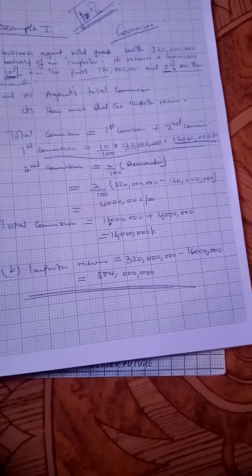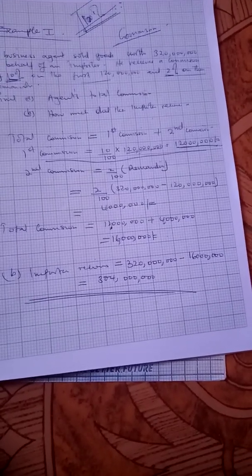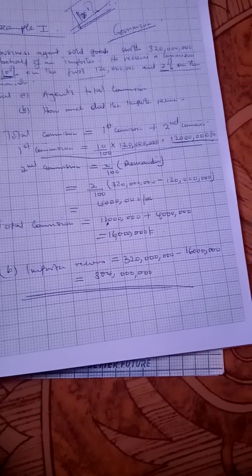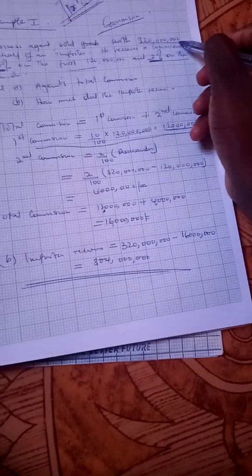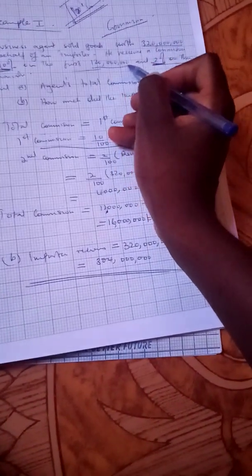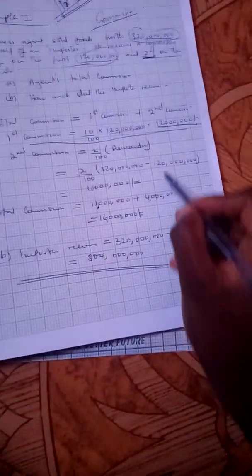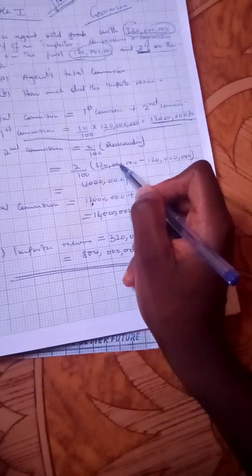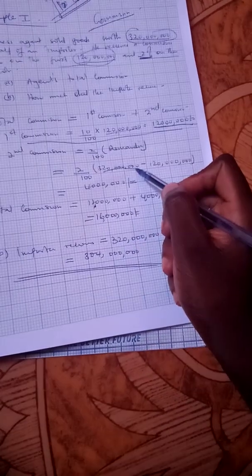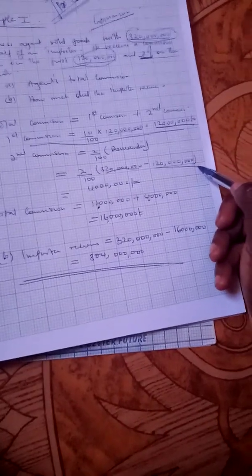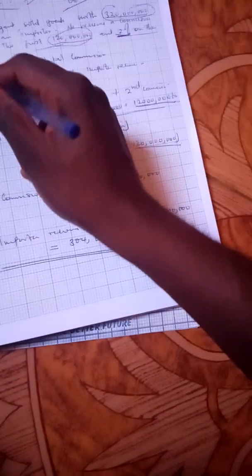Then they're saying that after selling the first, on the remainder he's going to earn 2%. So we need to find out what the remainder is. If the total goods were worth 320 million and the first is 120, what is the remainder? We get the remainder by subtracting this from this. So the remainder is 320 million minus 120 million, then times 2%, because he earns 2% of the remainder, and we end up getting 4 million.